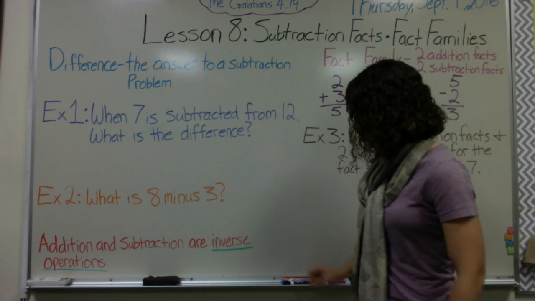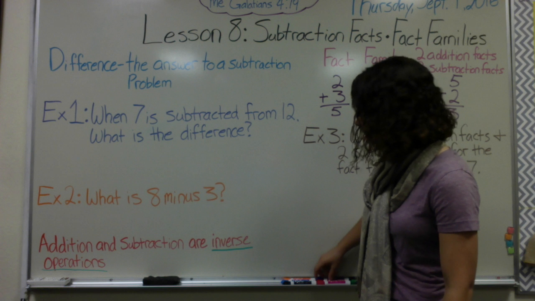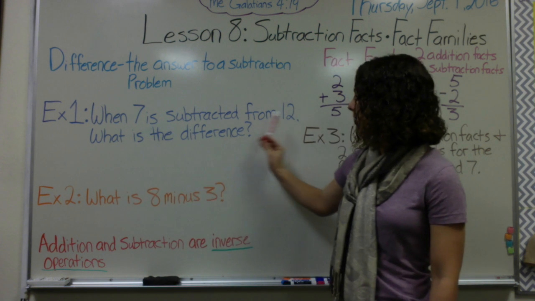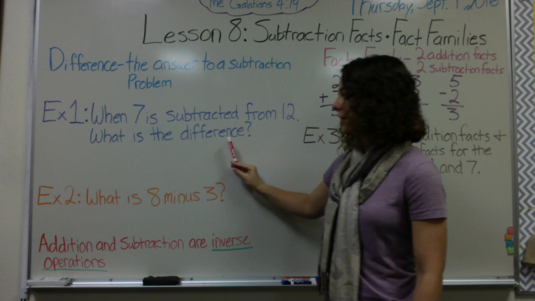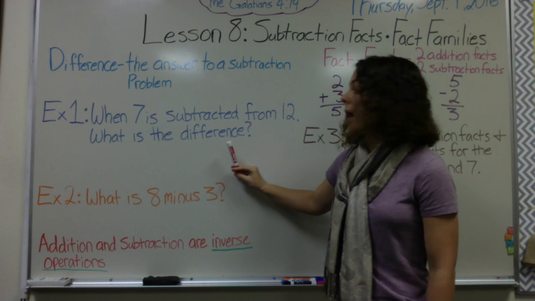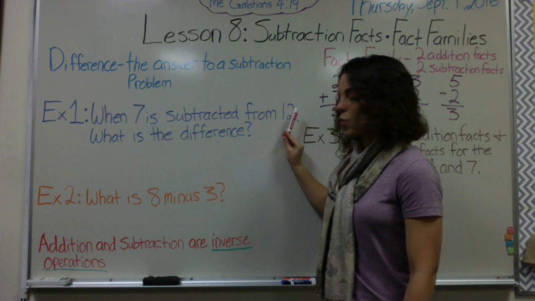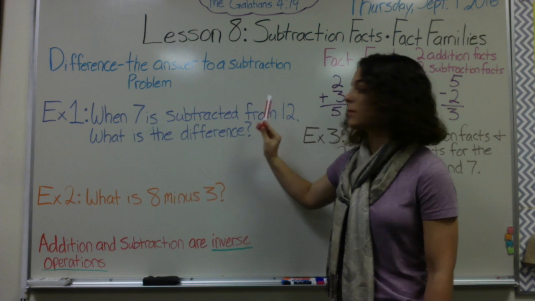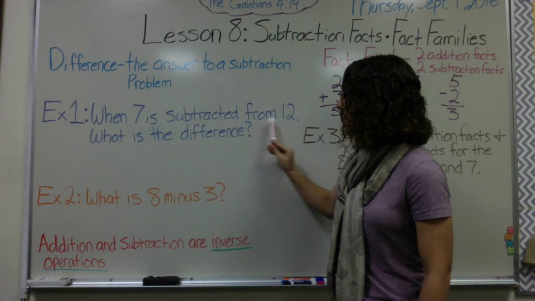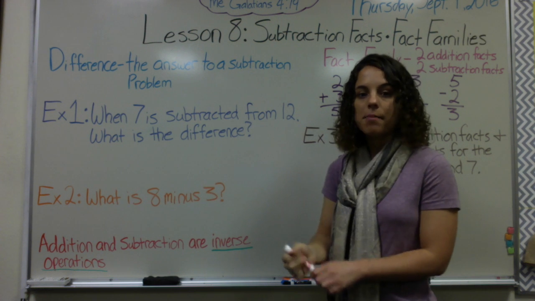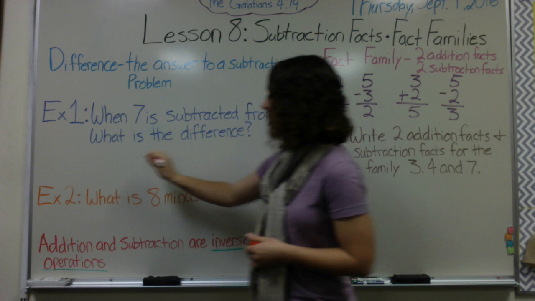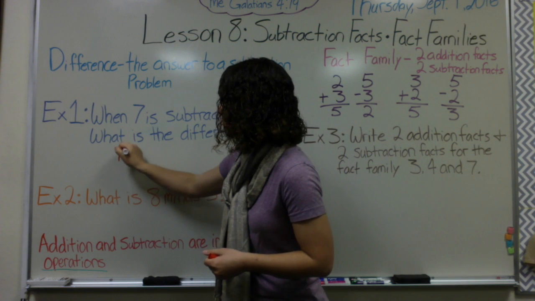So we're going to go ahead and start by looking at example 1. Now we have, when 7 is subtracted from 12, what is the difference? So I'm not writing this as 7 minus 12. I'm taking 7 away from 12. I'm subtracting 7 from 12. That means I write 12 first. The order does matter on how I write these problems.